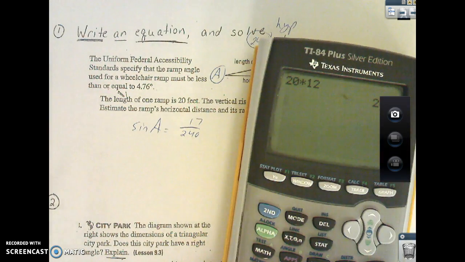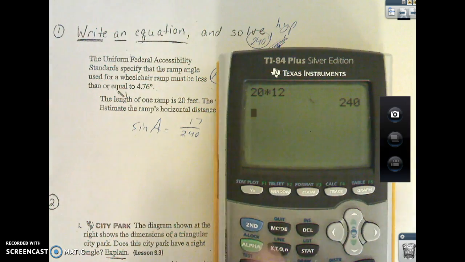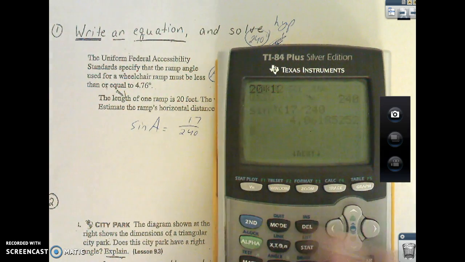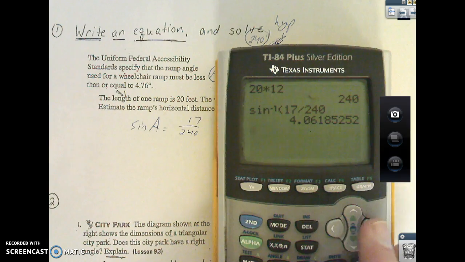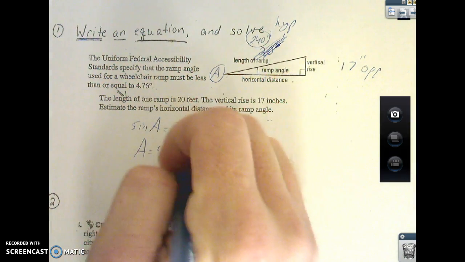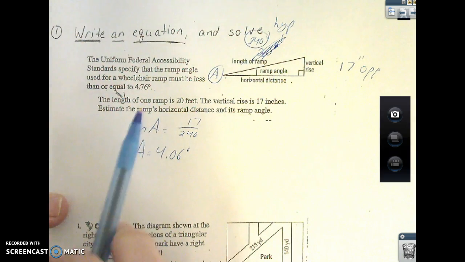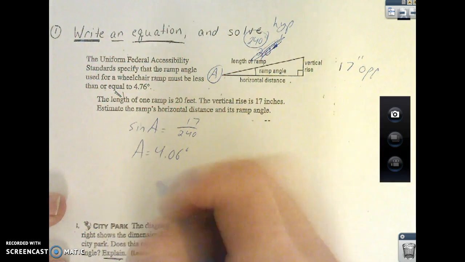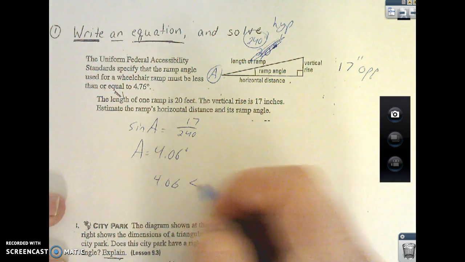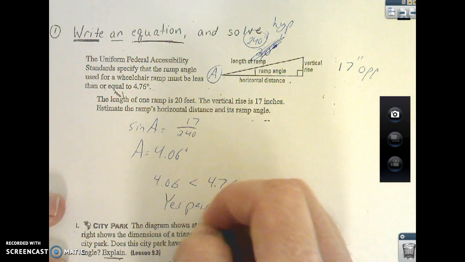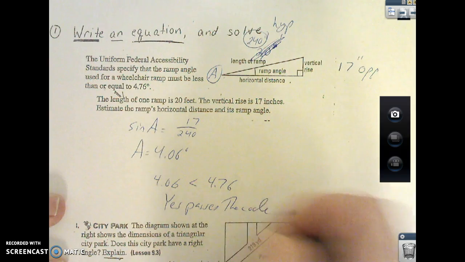This is when I take a look and I do second sine of 17 divided by 240. Making sure I'm in degree mode, we're good. 4.06 was my answer. Alright. Is that less than 4.76? Yes, it is. So yes, passes the code.